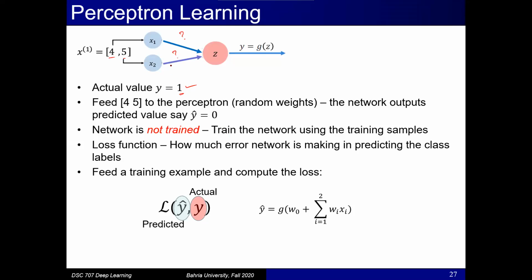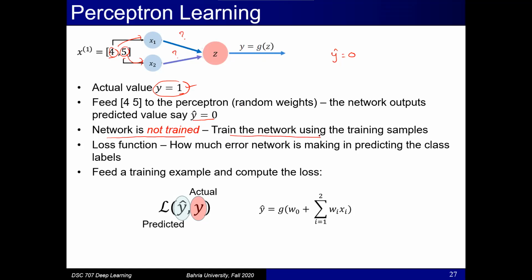Now if I plug in this 4 to x1 and this 5 to x2, I multiply them with random weights, I apply an activation function, and suppose that instead of 1, it gives me the output 0, which is not correct. This was the correct output that I should have, but the system is giving me this output. Why? Because our network is not trained yet. We have some random weights here, so they can give you anything. They can give you the correct value, they can give you the incorrect value, right? So now we have to train the network.